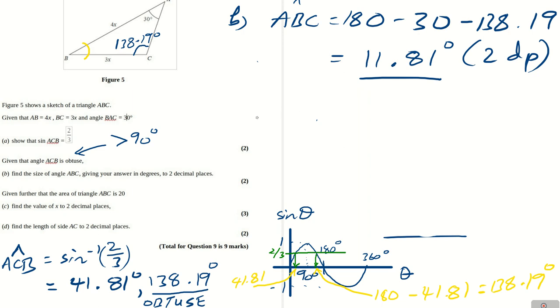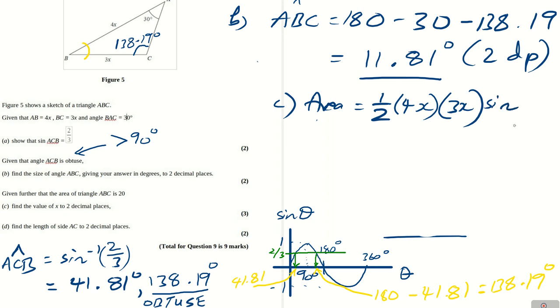Okay. Now, part C. Given further that the area is 20, find the value of x to 2 decimal places. Right, to do this you need to know that the area of a triangle, as well as equaling half the base times the perpendicular height, is also equal to a half the product of any two sides. So I'll use the two sides that we've got, 4x and 3x, times the sine of the angle in between, and the angle in between is 11.81.